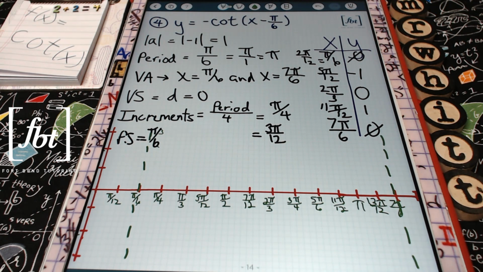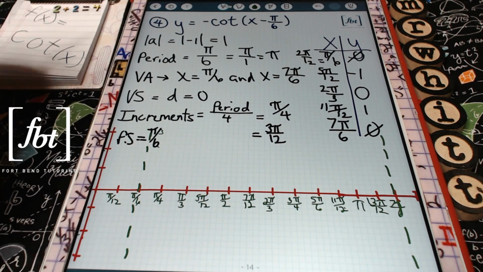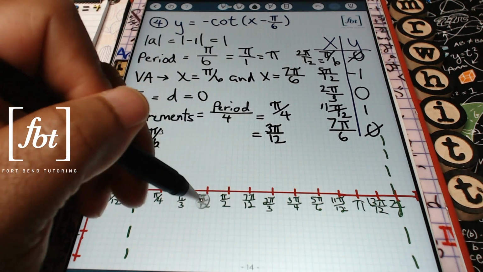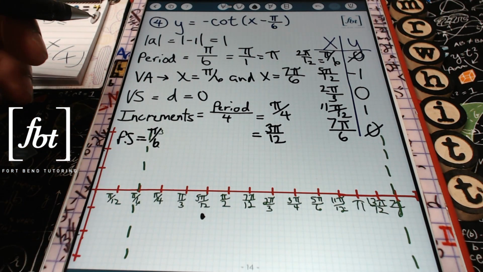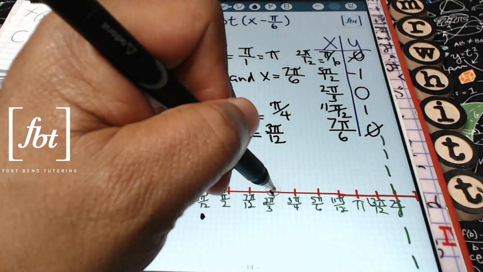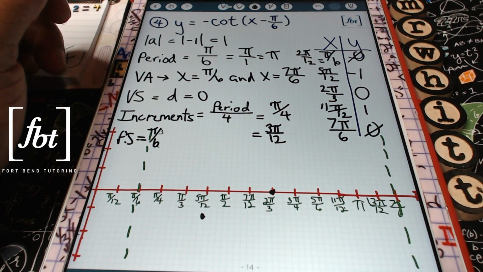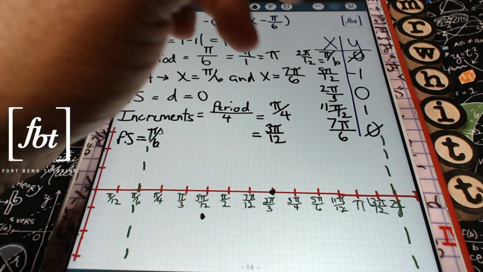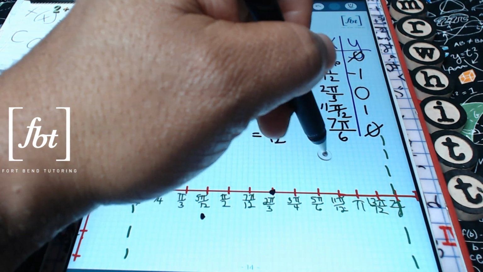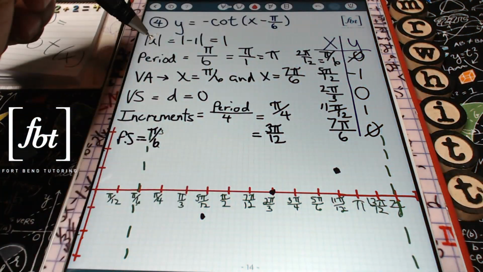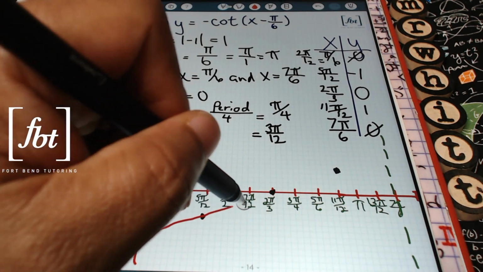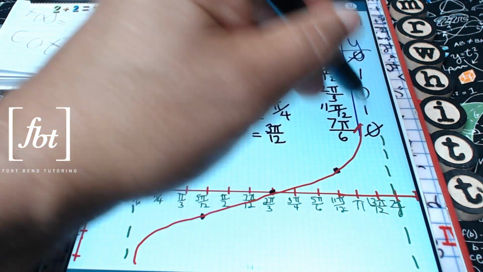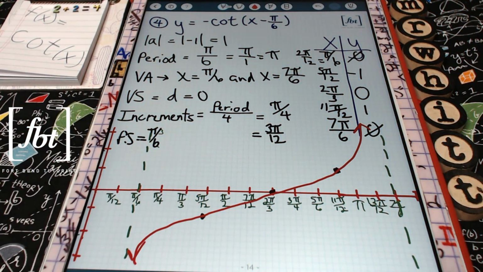All right, great. Now plotting the 3 points that fall between these two vertical asymptotes. I'll have a point at 5 pi over 12 and -1. That's going to be about right here. Okay. Then we'll have a point at 2 pi over 3, 0. That gives me a point here. And we'll also have a point at 11 pi over 12 and 1. That gives me a point right here. So because of the vertical reflection, we'll have a graph that looks like this. All right. Just like that.